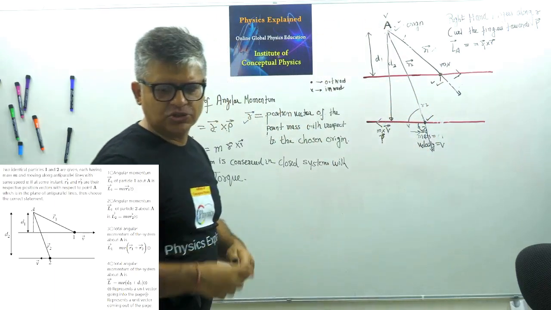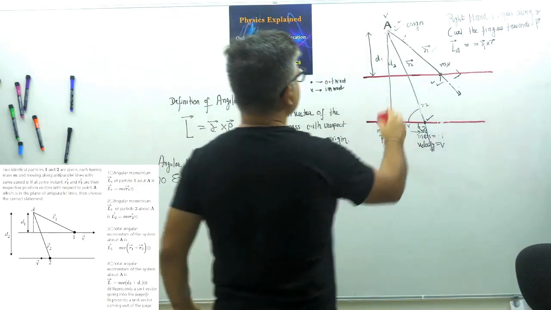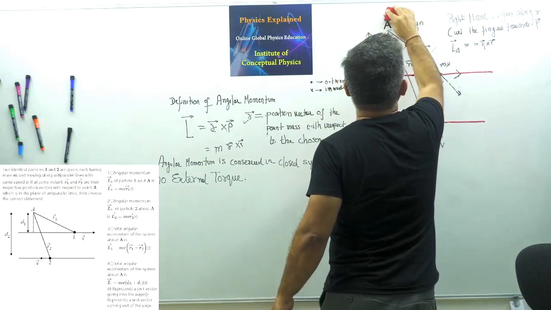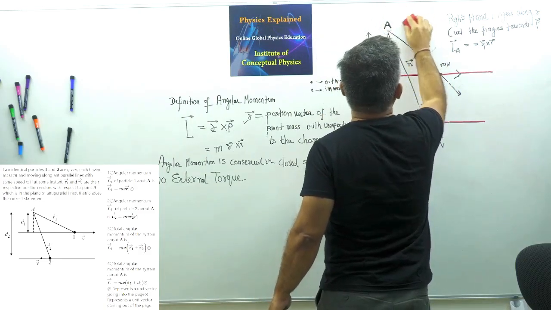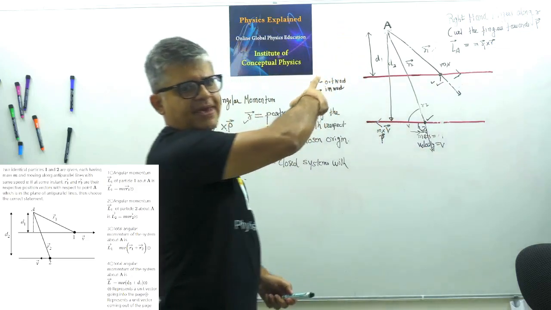I hope you have understood. I've written origin here, so I'm just removing all this. A is my origin, right?